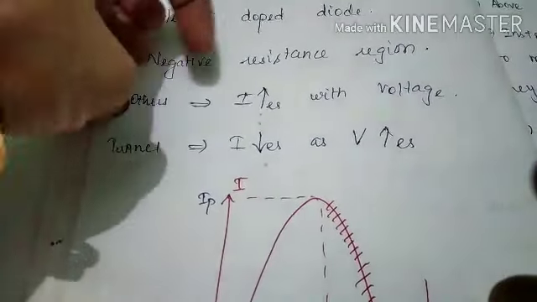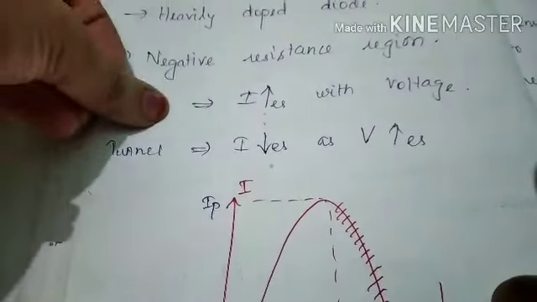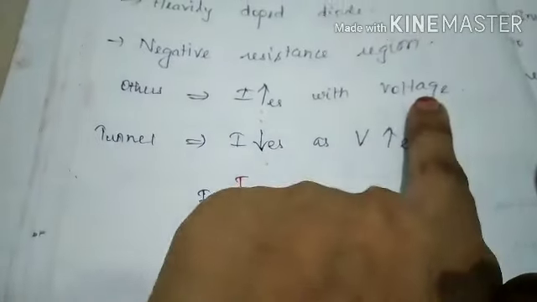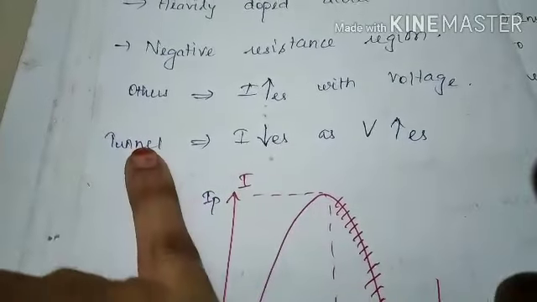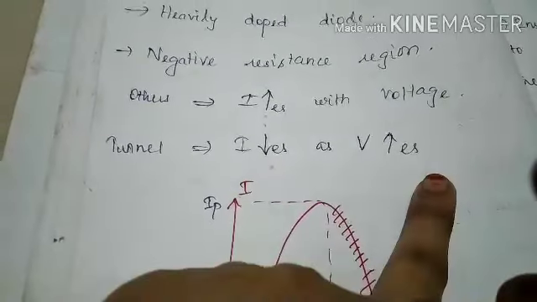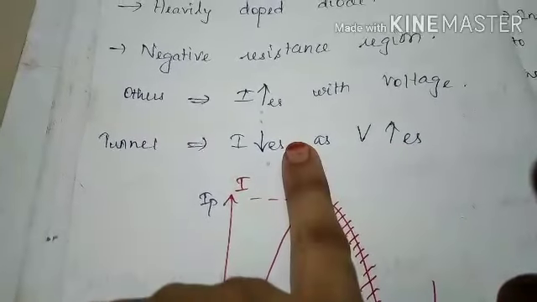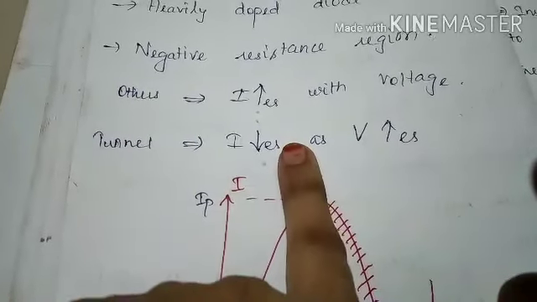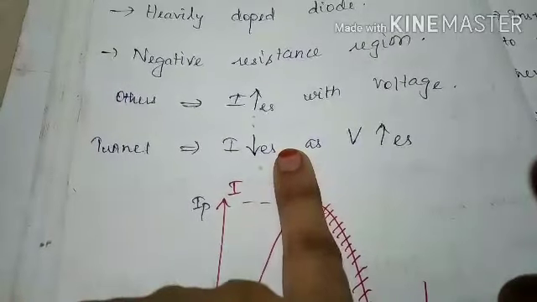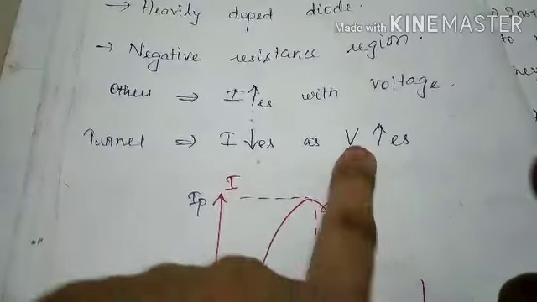See, generally in other diodes, when the current increases, the voltage also increases. So the current increases with voltage. But in the tunnel diode, this is the speciality: the current decreases as the voltage increases. This is said to be the negative resistance region of the tunnel diode. So this is the speciality of the tunnel diode. The current decreases as the voltage increases.